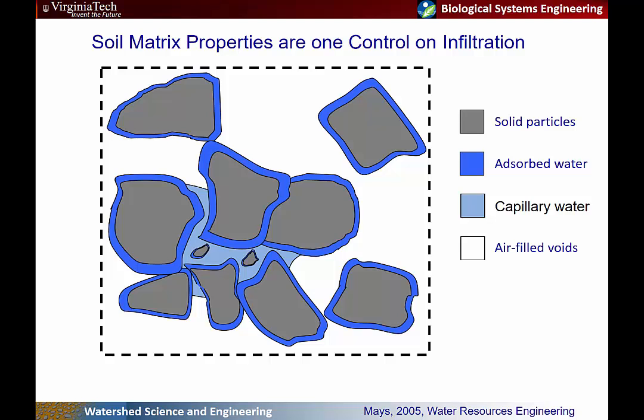And then you have capillary water, which is the light blue, and that's water that's found in between, so in those pore spaces in the soil. It's not adsorbed onto the soil. Gravity can remove this water, and plants can remove this water as well. And then you have the air-filled void spaces. So adsorbed water, capillary water, and air-filled void spaces all combine to create your soil porosity.